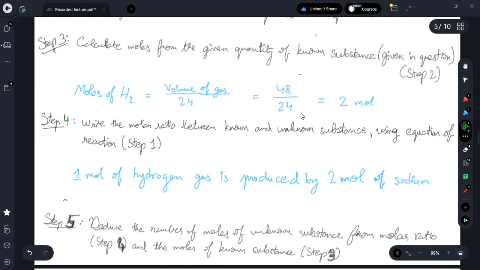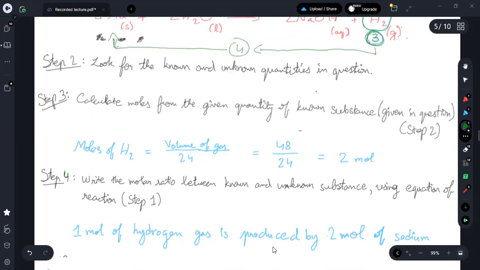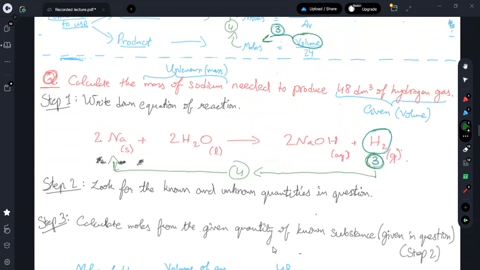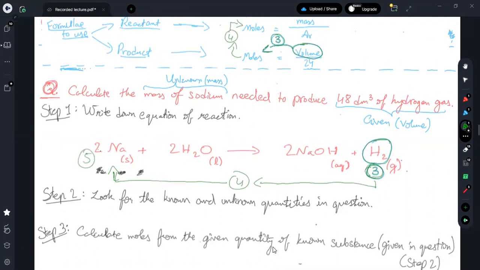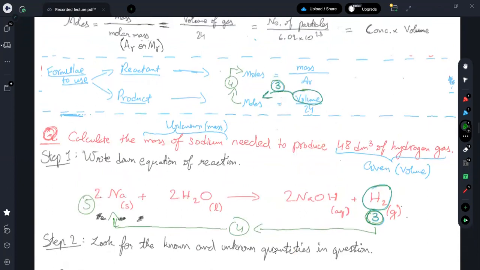So now using these two, that is the ratio which is given and the moles of the known substance, you will find the moles of the unknown substance. So this step number 5 is that over here where you transition from the hydrogen to the sodium, and now you have to find the moles of this sodium. And this is step number 5 over here in the diagram. You have to find the moles of the sodium. And after that, you will be finding the mass of the sodium.